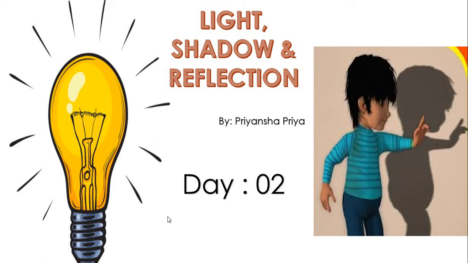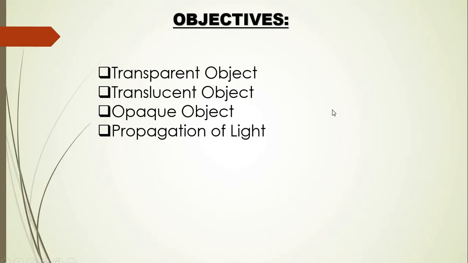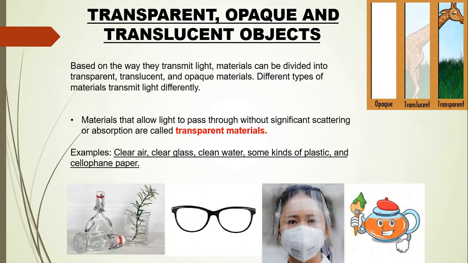Hello students, so we are studying this chapter light, shadows and reflection, and in the last class we have studied about light and sources of light. Now in this class we are going to study about transparent, translucent and opaque objects, and also we are going to study about propagation of light. Now coming to the transparent, translucent and opaque objects.